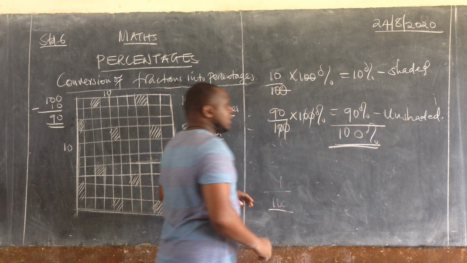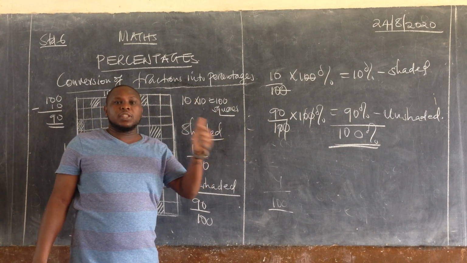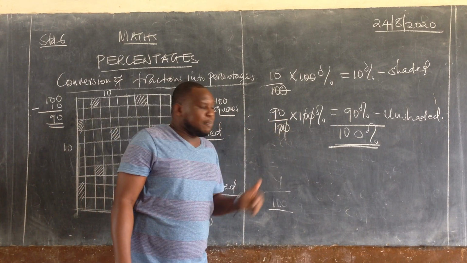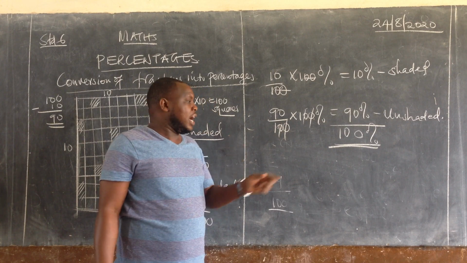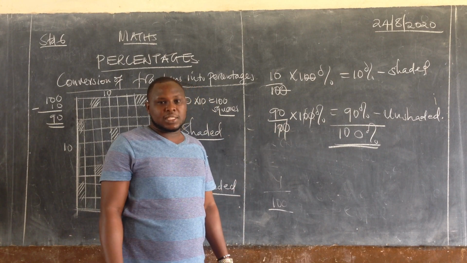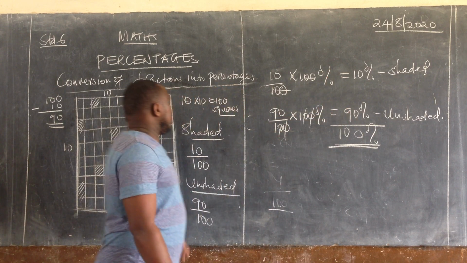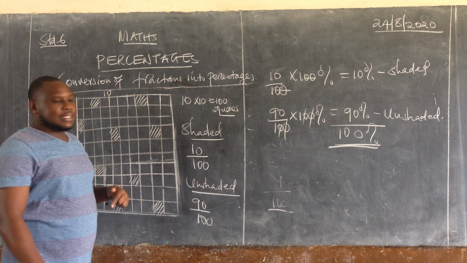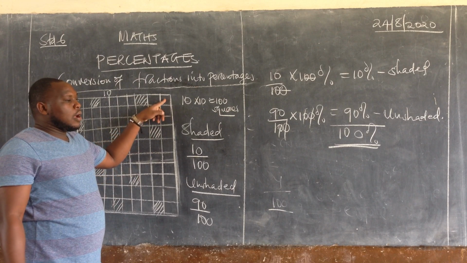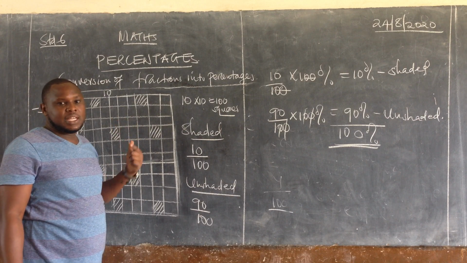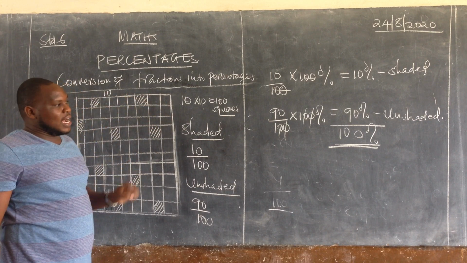You will realize that if you take the sum of the shaded part and the unshaded part, if you add them together, you are going to get 100%. So this percentage plus this one will give you 100%. So each square here is out of 100. So 1 of 100 can also be written as 1%, because the total squares are 100.